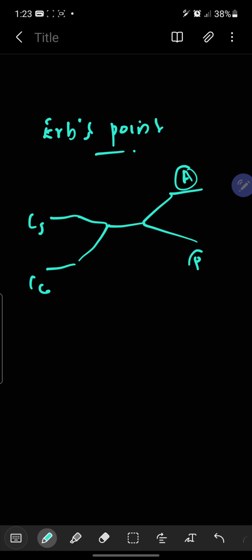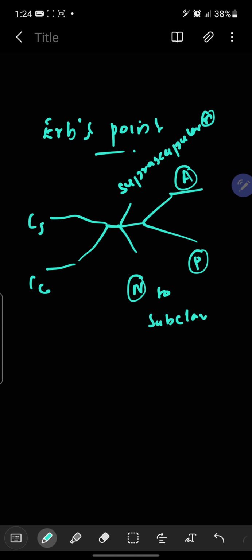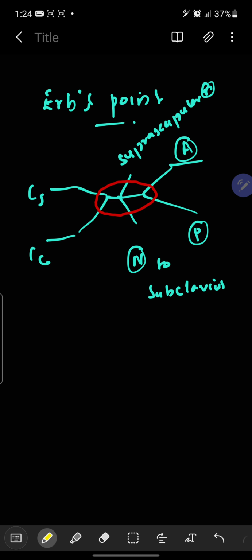Erb's point is the meeting point of six nerves. C5 and C6 will meet and they will form anterior as well as posterior divisions. From this superior trunk, two nerves arise: suprascapular nerve and nerve to subclavius. So this meeting point is called Erb's point.